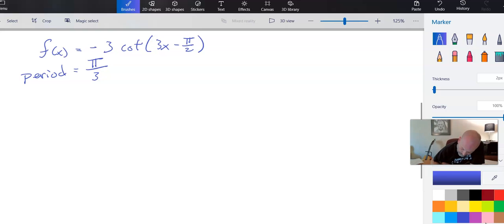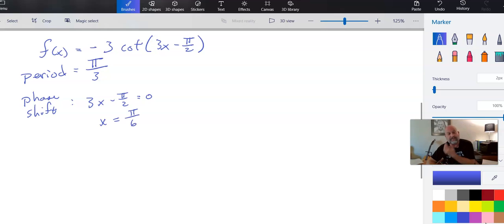Right? Okay, now, if you want the phase shift, what we do is we set this argument equal to 0. So let's see what we have here. I would add that to the other side and then divide by 3, and I would end up with x is equal to pi over 6. So our phase shift is pi over 6 in this case. So it's shifted pi over 6 in the positive direction, right? Because this is a positive number. If it was negative, it'd be moving in the negative direction.